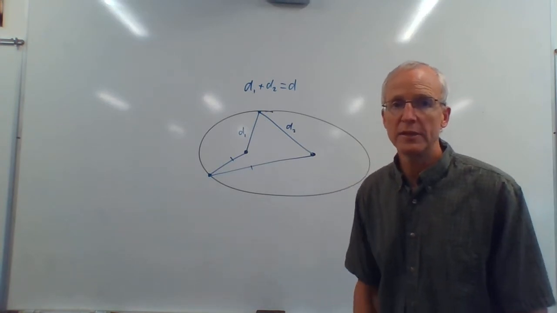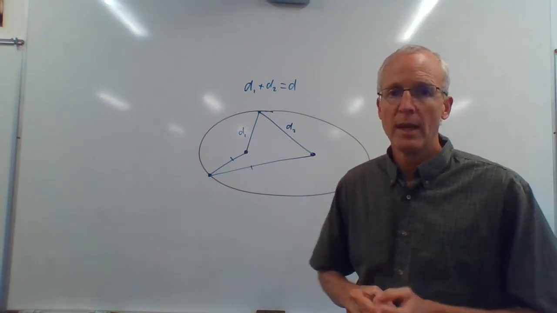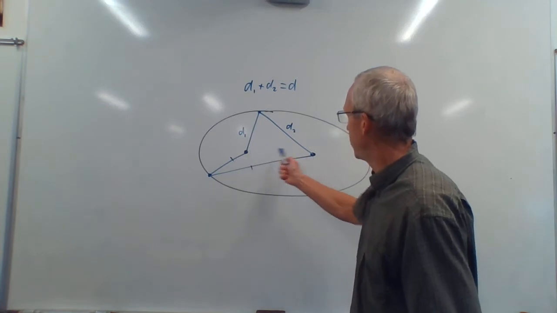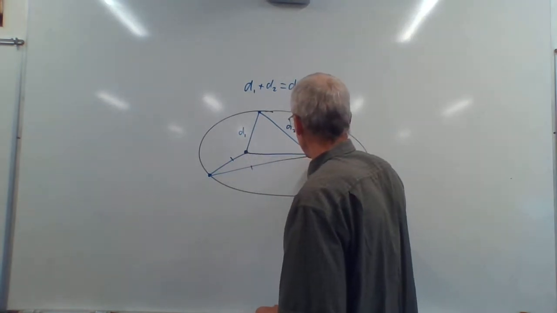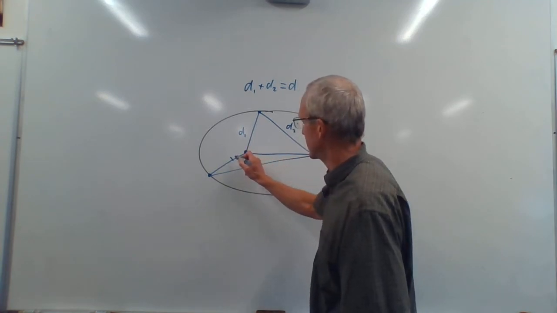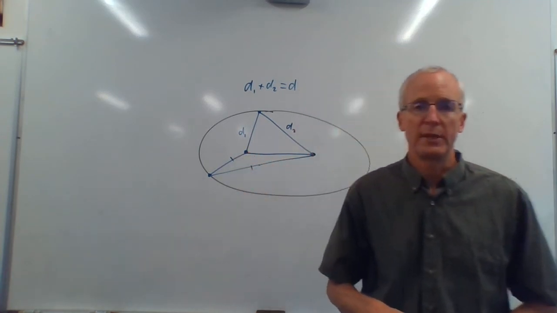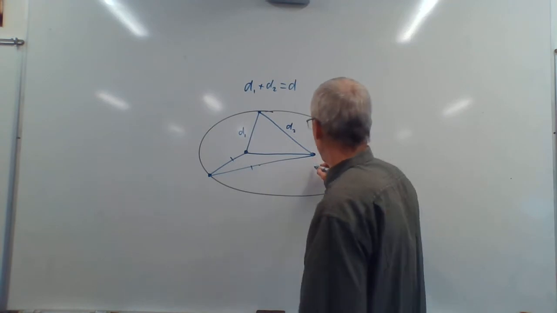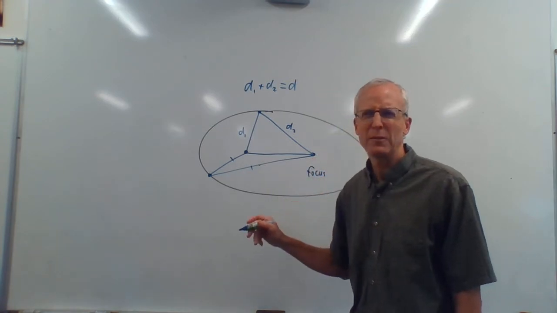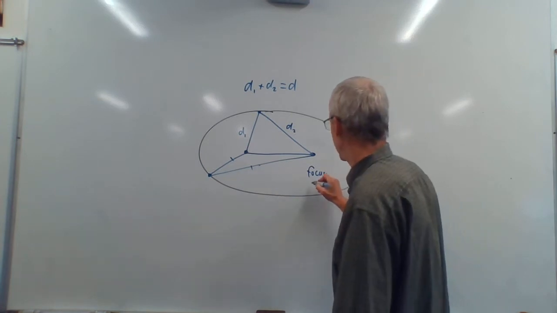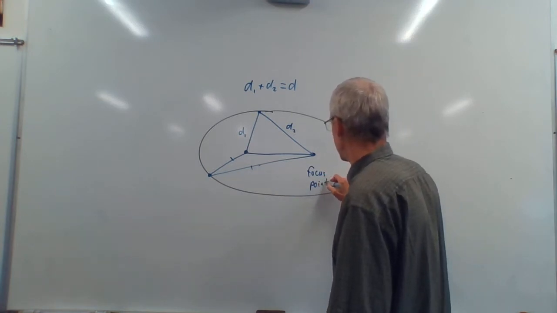Now the easy way to do this is to get a loop of string and attach it around the points like this. One part of the string goes across the middle, and the other part of the loop is this one and that one, and it will always be the same. Again, these are called the focus points, or foci, F-O-C-I, which is the plural. I didn't make it up. There are two of them.